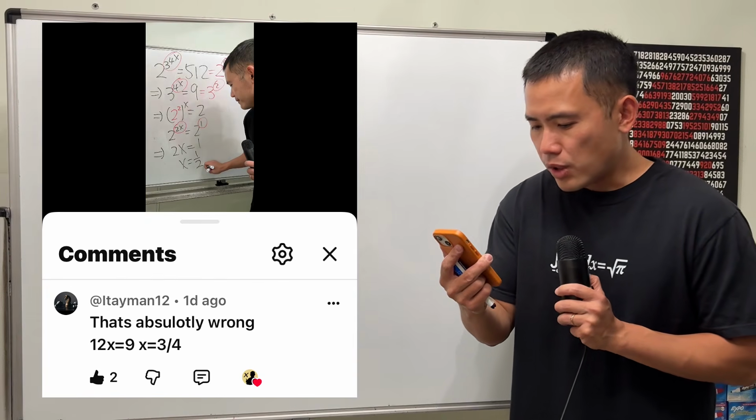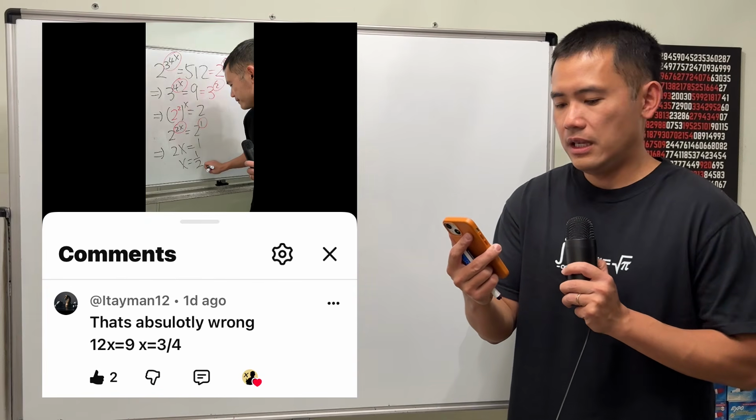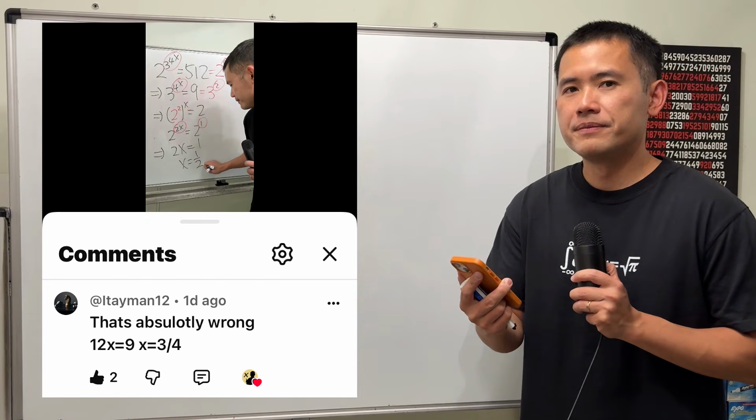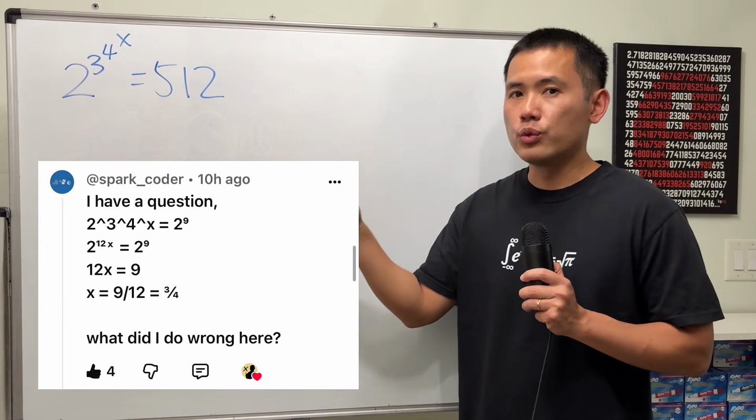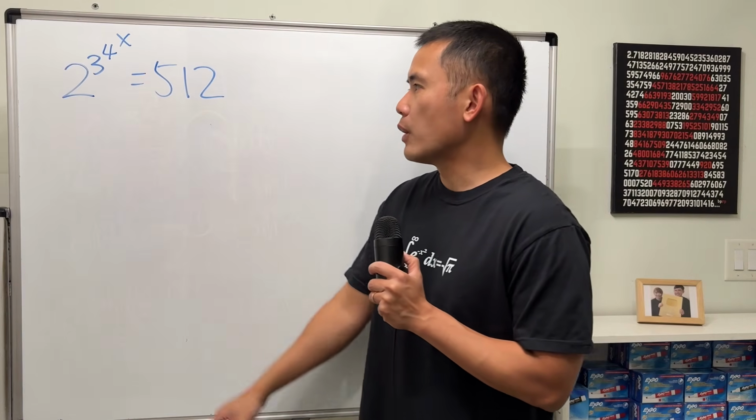That's absolutely wrong. 12x is equal to 9. x is equal to 3 over 4. Okay, I want to go over this equation with you guys again, which is from my YouTube short. We have the power tower equation.